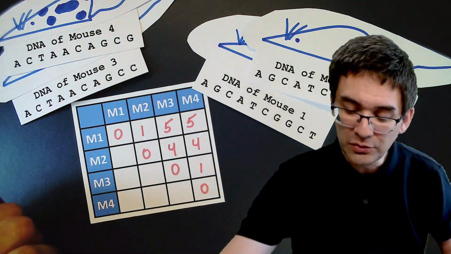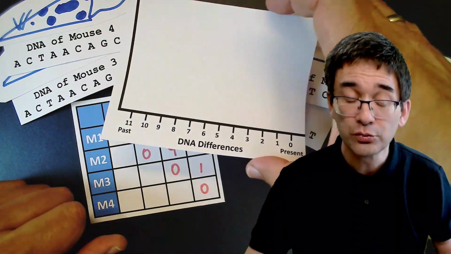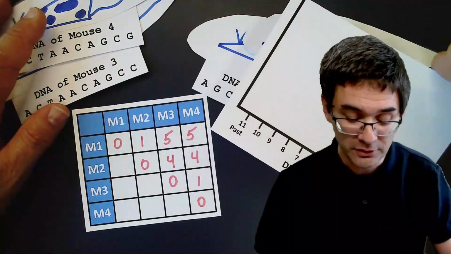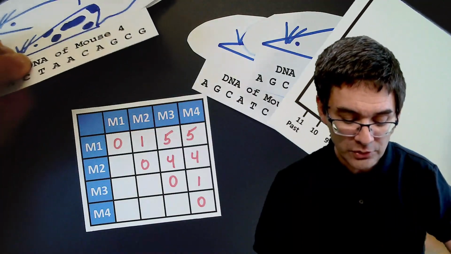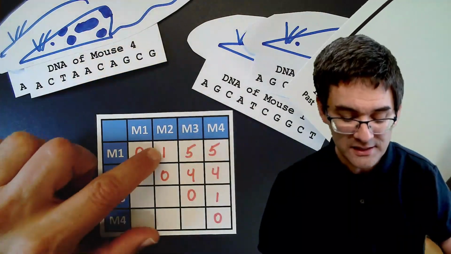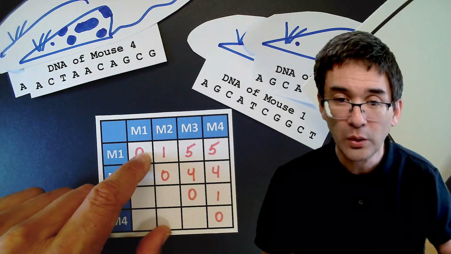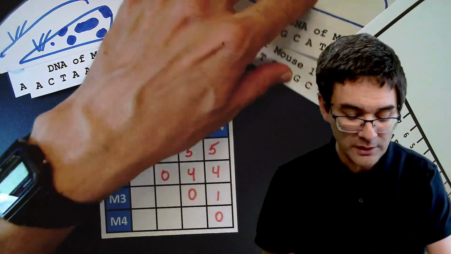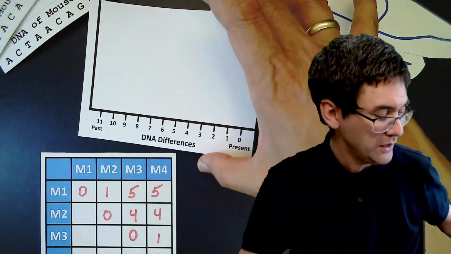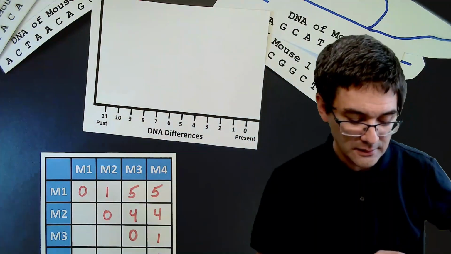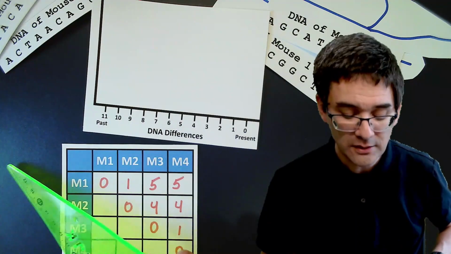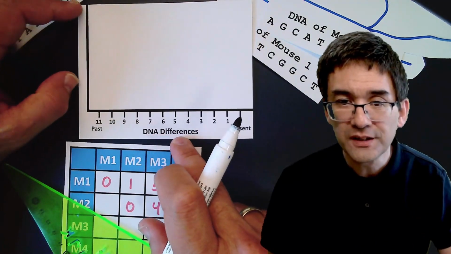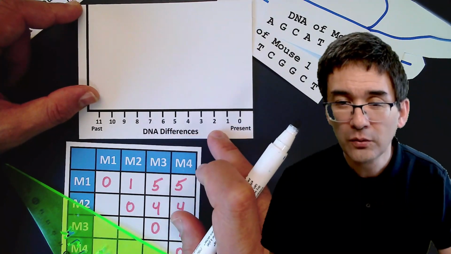What I wanted to do now is show you how you can draw a phylogenetic tree using this information to visualize the groups a little bit better. I start off with those mice that have the closest similarity, so let's say 2 and 1, and then later 4 and 3. So 2 and 1, there is one difference. I'm going to take this table over here. You need a ruler, and between 2 and 1 there is one difference. You have over here on the x-axis the DNA differences, and over here there is one difference.